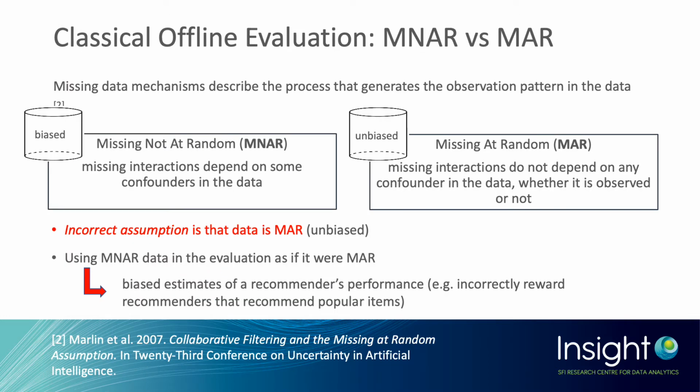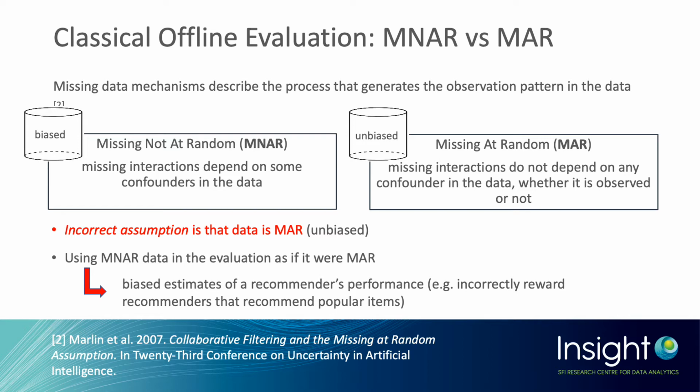The distinction between biased and unbiased data is based on the missing data analysis theory, where the missing data mechanism describes the process that generates the observation pattern in the data. In other words, the missing data mechanism describes how data is collected or generated. So, biased data is missing not at random because missing interactions depend on some confounders in the data, while unbiased data is missing at random because missing interactions do not depend on any confounder in the data, whether it is observed or not.